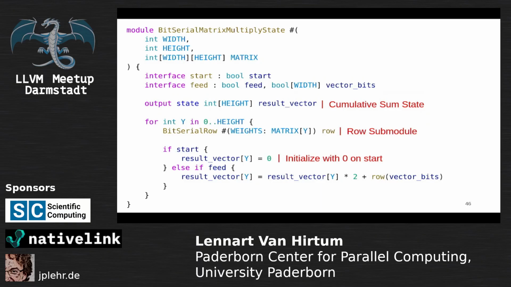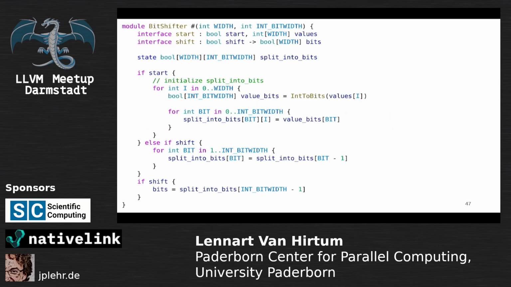If we're initializing, we initialize our result vector with 0. Else, when we feed, we shift what we have by 1, and then we add the result of this row to that. That was equivalent to the picture we saw at the front.